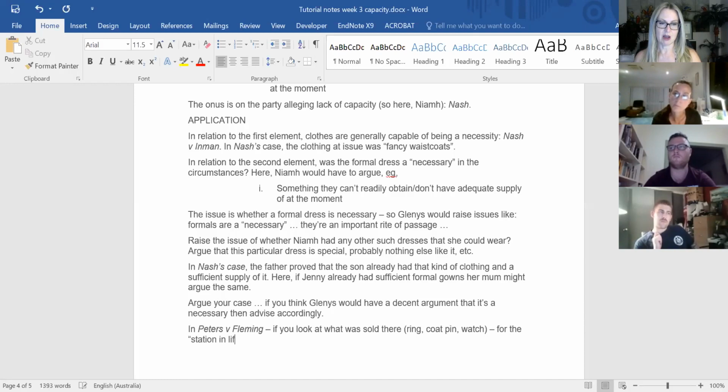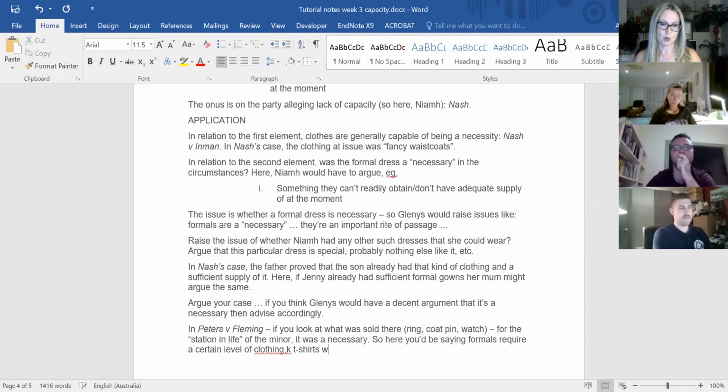It was a necessary. So here you'd be saying formals require a certain level of clothing. T-shirts won't be possible. Yeah? Why is the mum getting upset? I would imagine that it's the revealing nature of the clothing.